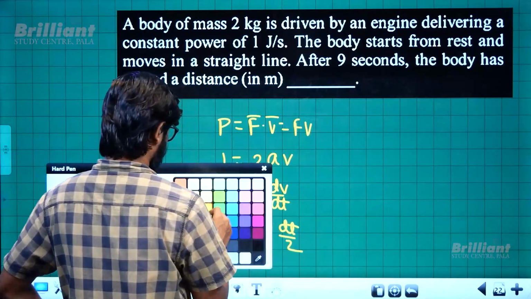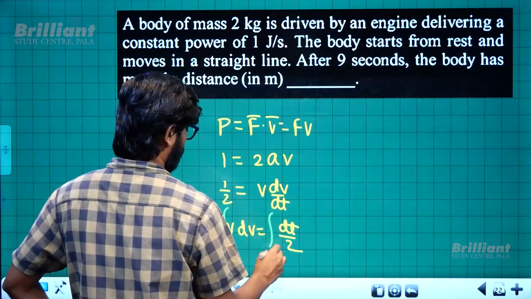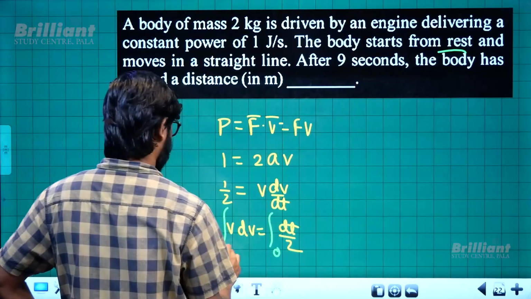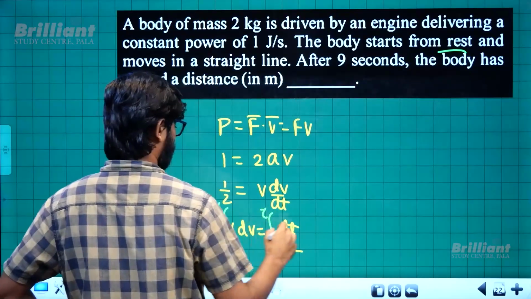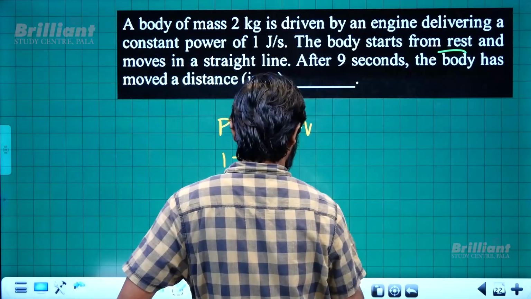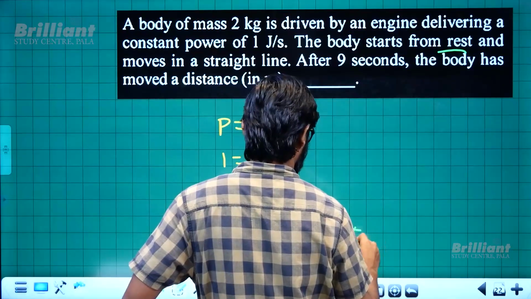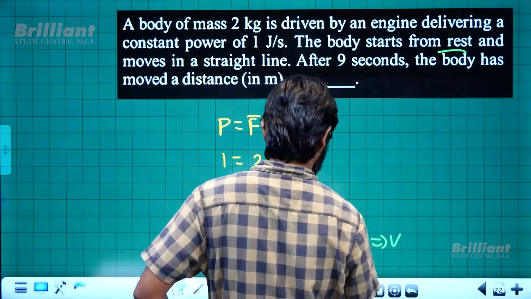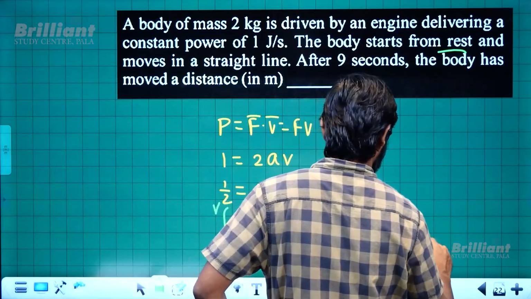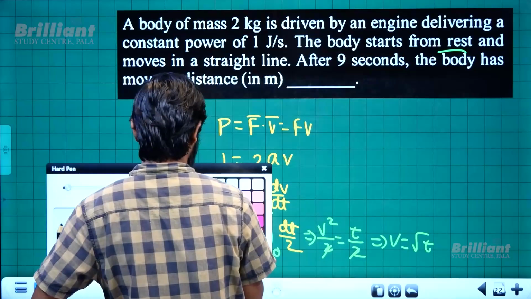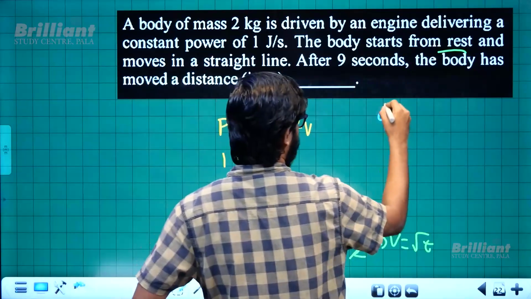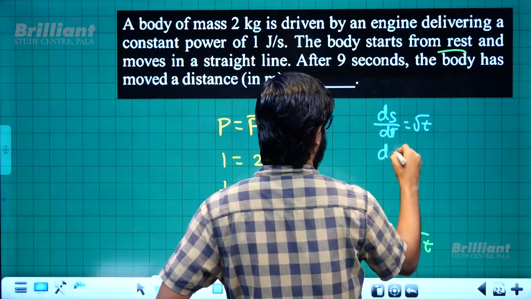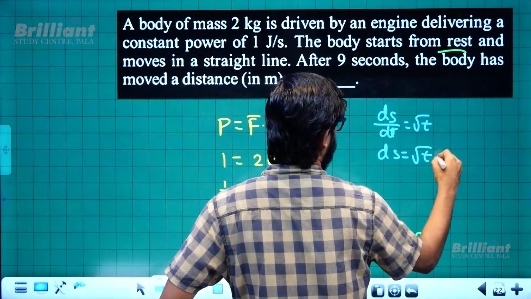I need to integrate so that I will get velocity as a function of time. At t equals 0, it starts from rest, right? So at t equals 0, velocity is 0. After some time t, velocity is V. So you will end up with V square by 2 equals t by 2, so V equals root t. Now V equals root t. Again V, I can write as ds by dt equals root t. So ds equals root t into dt.